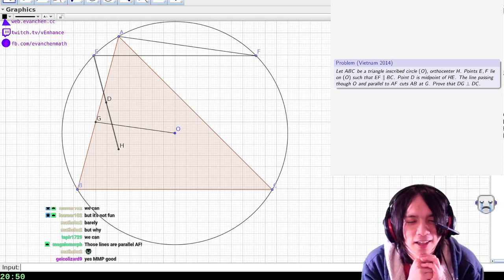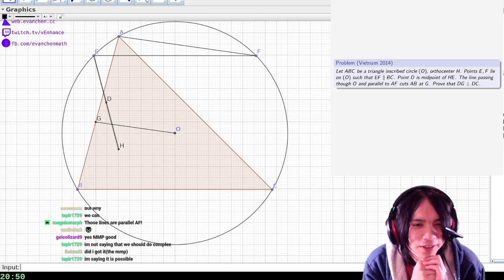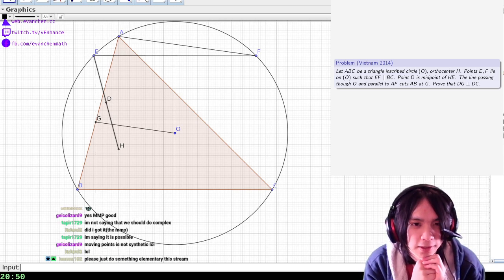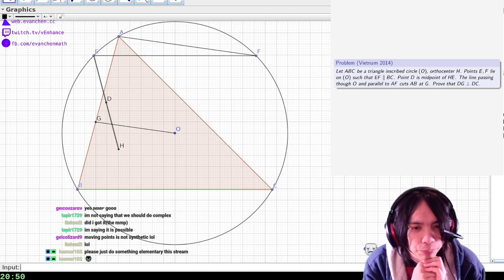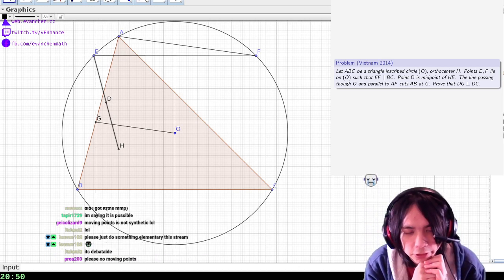Actually, okay. The angle condition is not that good. The thing you want to prove is not that good for moving points. I was thinking that E, F, G, D are all perfect, like they move tethered, but GDC being a right angle is kind of annoying.